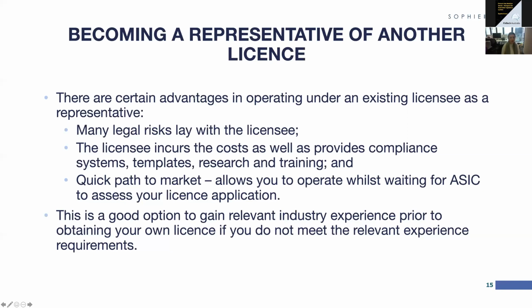Okay, let's move on to becoming a representative of another licensee. There are certain advantages in operating under an existing license. So as we've touched on earlier, many legal risks lay with the licensee. The licensee incurs the costs and provides the compliance systems, but it's also a quick path to market. So it allows you to operate whilst waiting for ASIC to assess your license application. And becoming an authorised representative is also a good option to gain relevant industry experience prior to obtaining your own licence, if you don't meet that requirement and you don't have a responsible manager in which you can nominate.